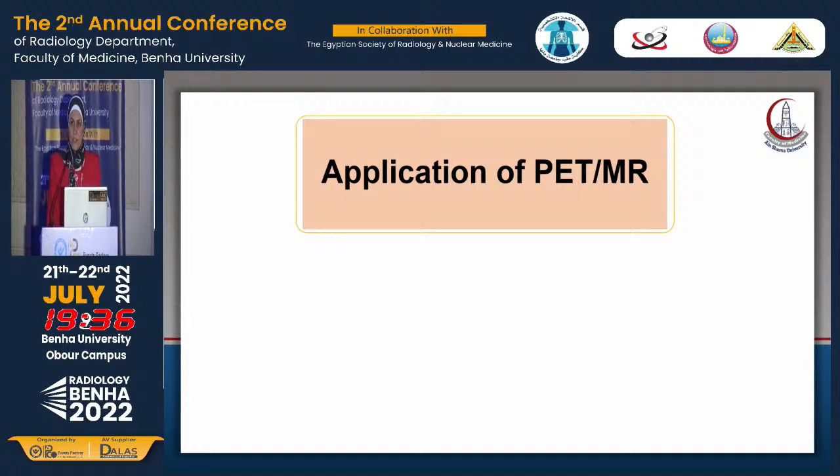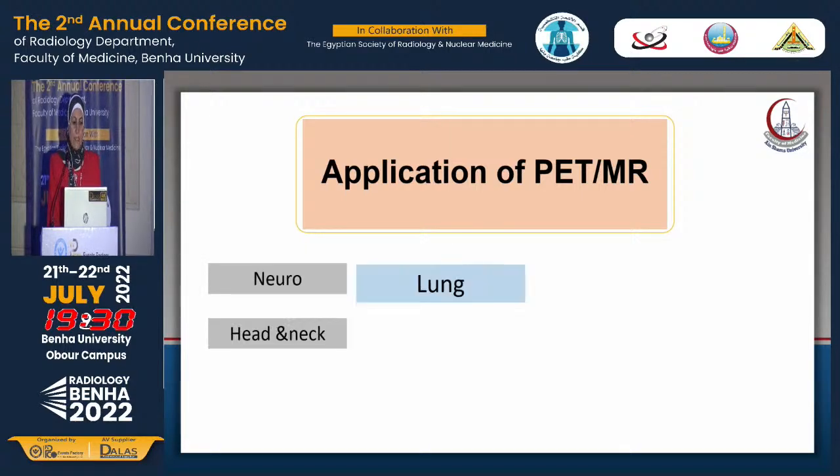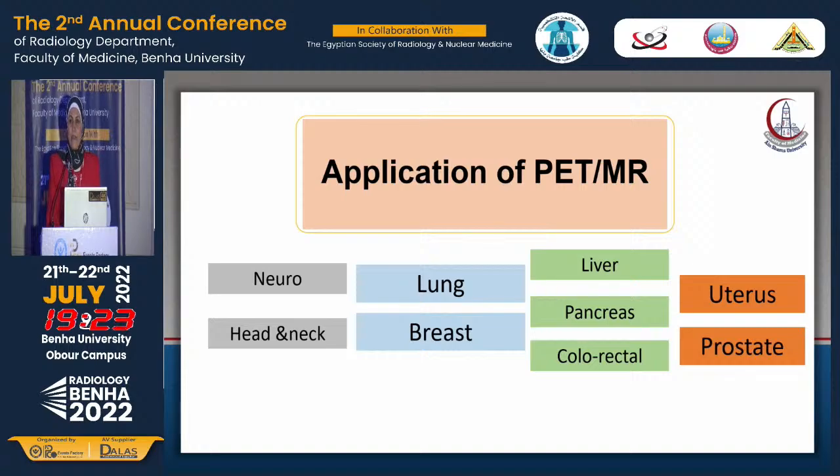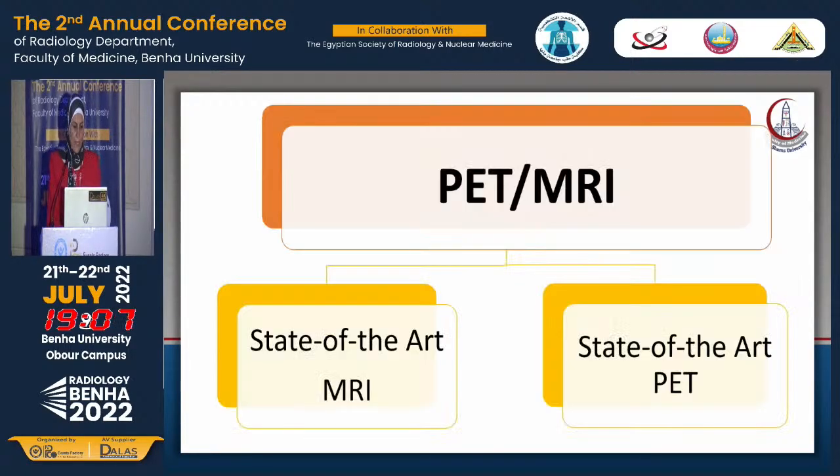MRI has many applications all over the body organs, including neuroimaging, head and neck, lung, breast, liver, pancreas, colorectal cancers, uterus, and prostate. It has very broad-based applications in almost every body part. But because of this variety, we will focus only on the abdominal organs for demonstration of its applications.